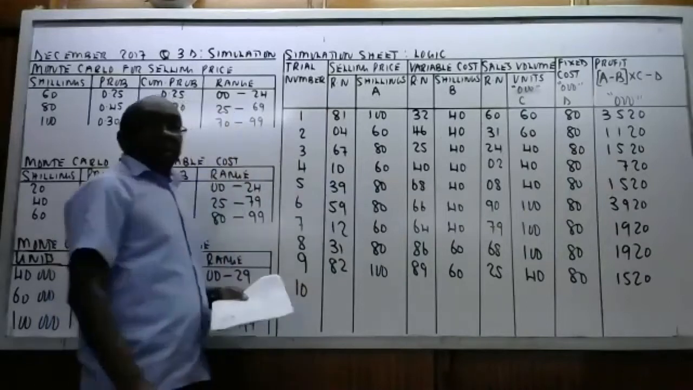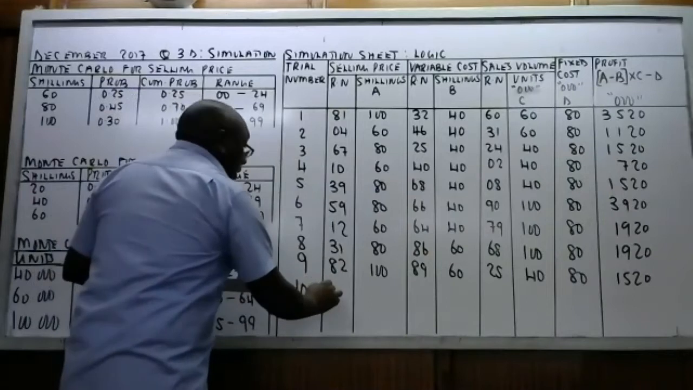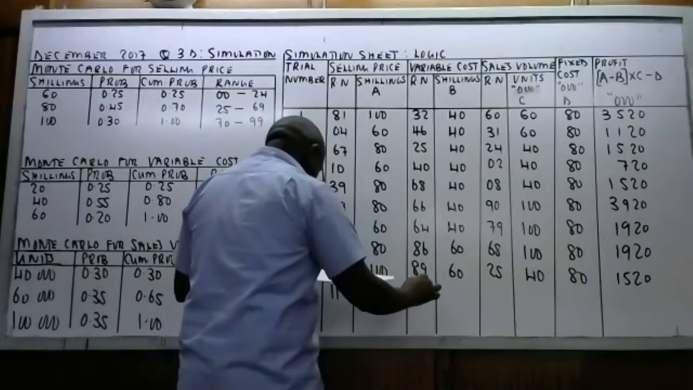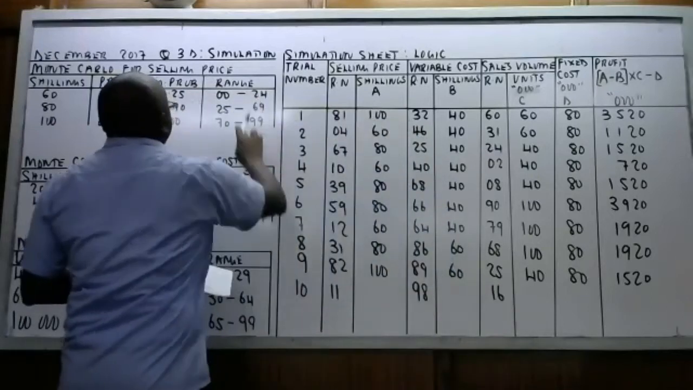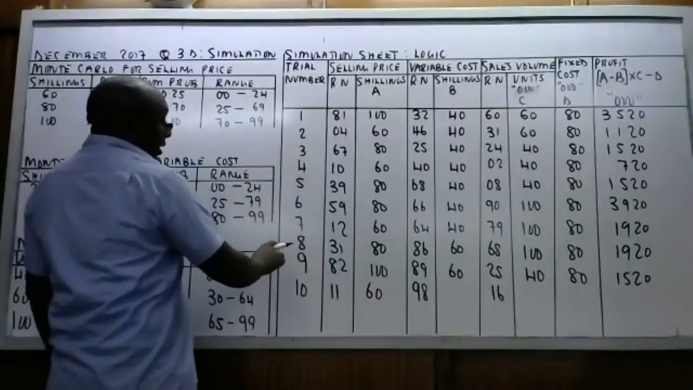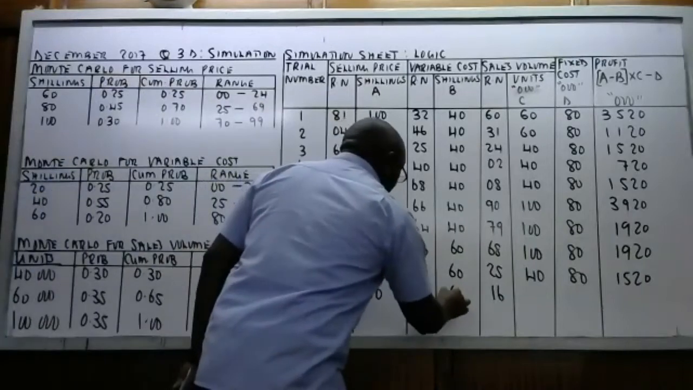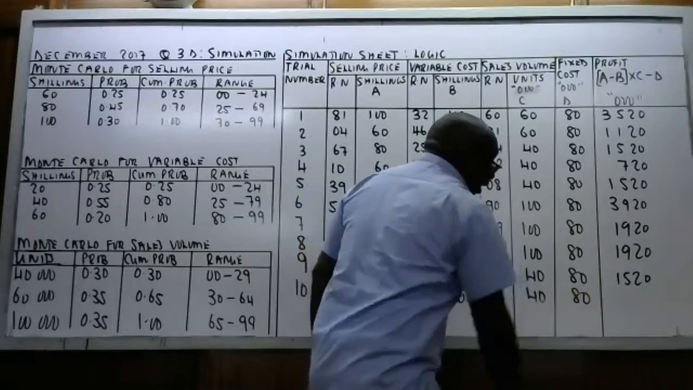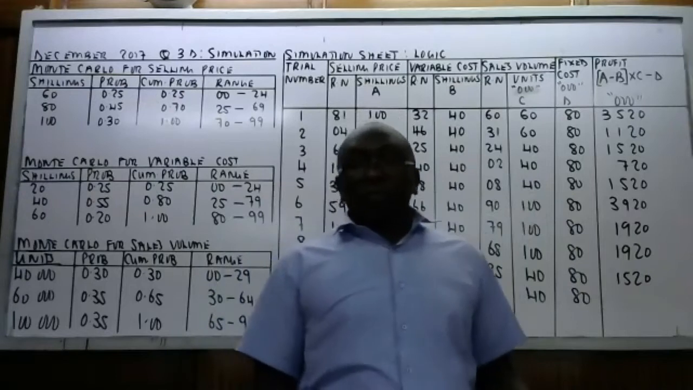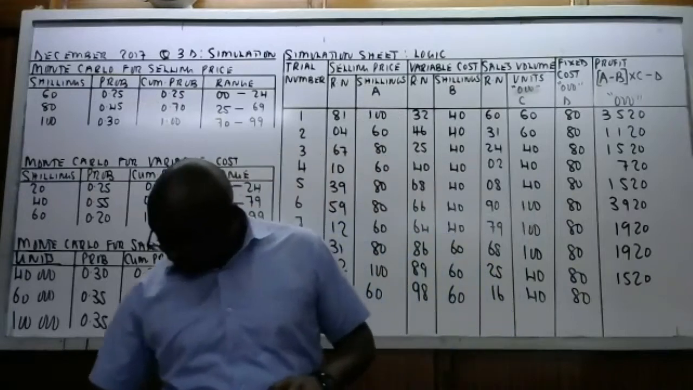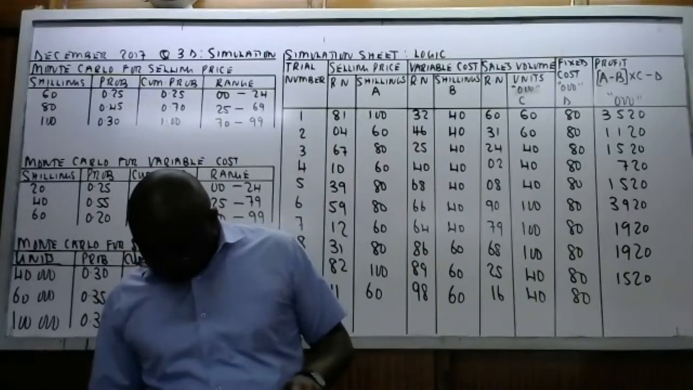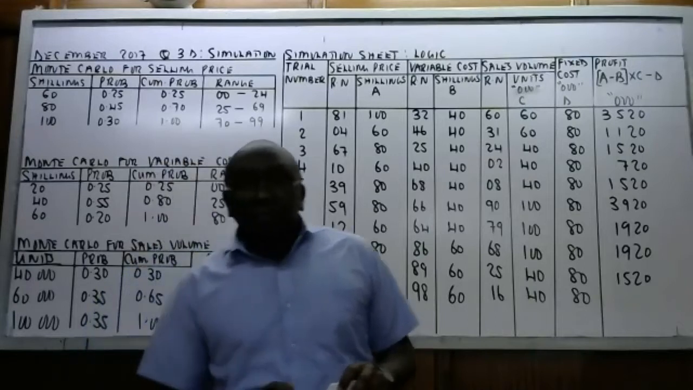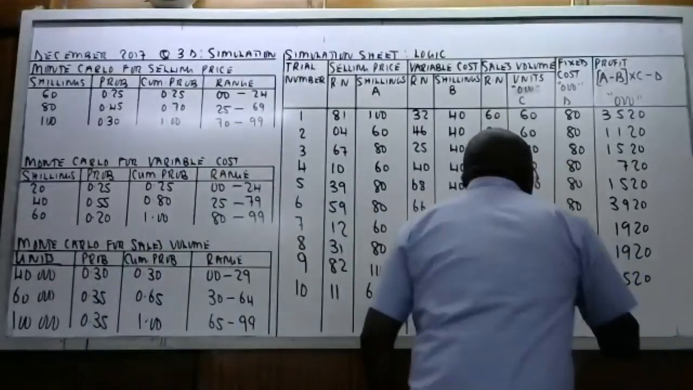Day number 10. After my random number of 25, I have 11, 98, and 16. So 11 here is giving me 60 as a selling price. 98 here is giving me 60 as the variable cost. And then 16 here is giving me 40. And this one is 80. So send me the figure. Minus 80.